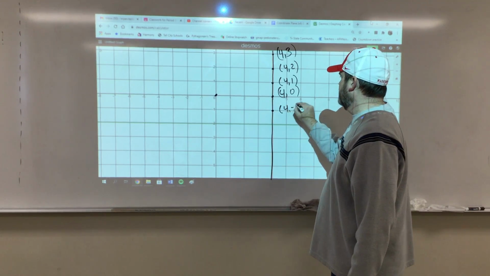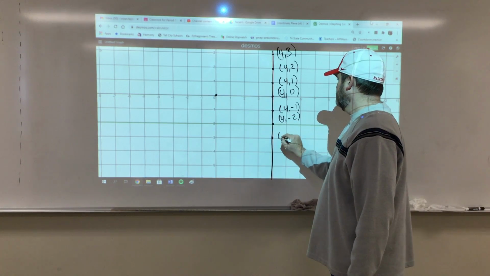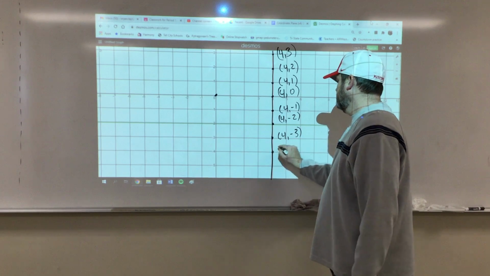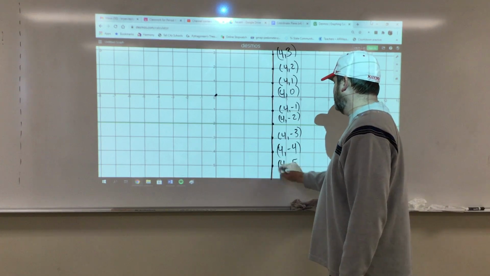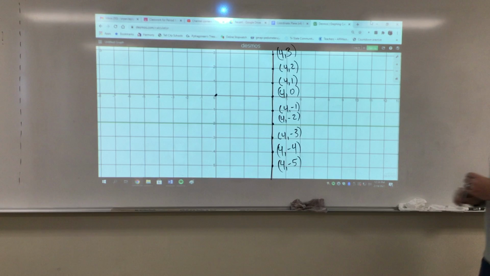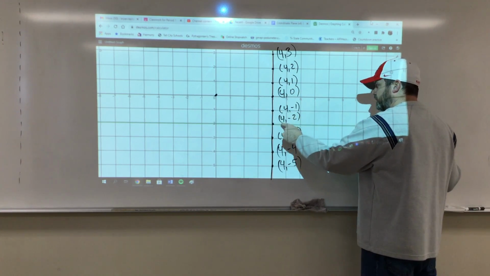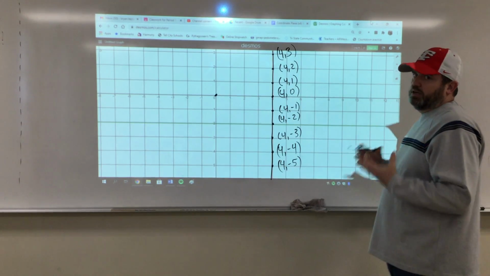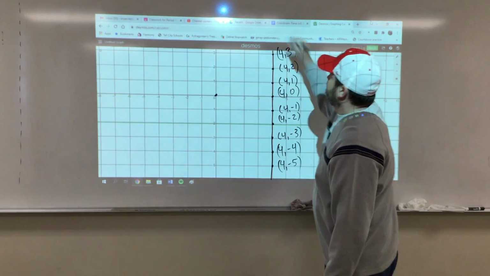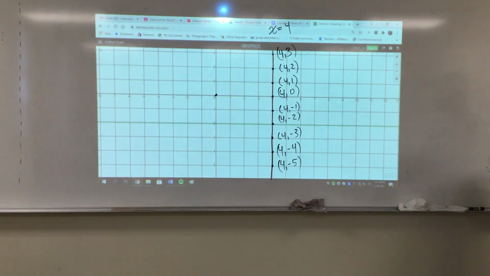Here we have (4, -1), (4, -2), (4, -3), (4, -4), (4, -5). And that's all the points I can plot before I run out of room. But hopefully you realize that x is 4, x is 4, x is 4. The x value is always 4. Guess what the equation of this line is? x equals 4. That's the equation of that vertical line.